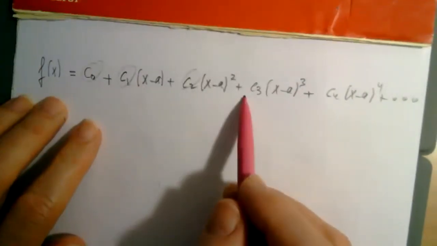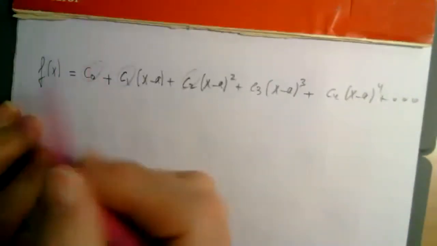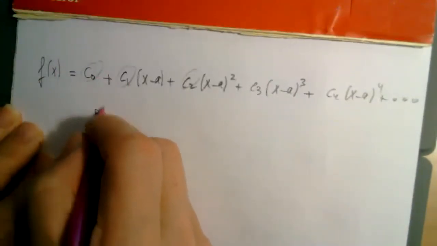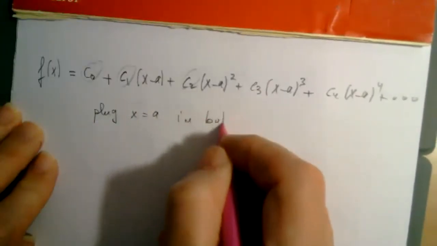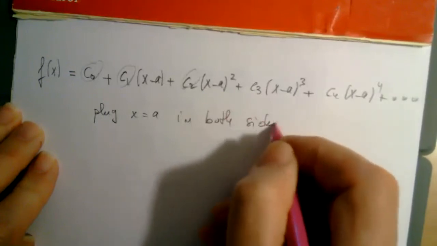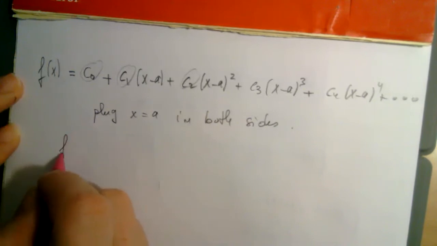If those are equal to each other, it means they should be equal at a. So I'm going to plug in x equal to a in both sides. What do we get? I plug in a here, I get f of a.